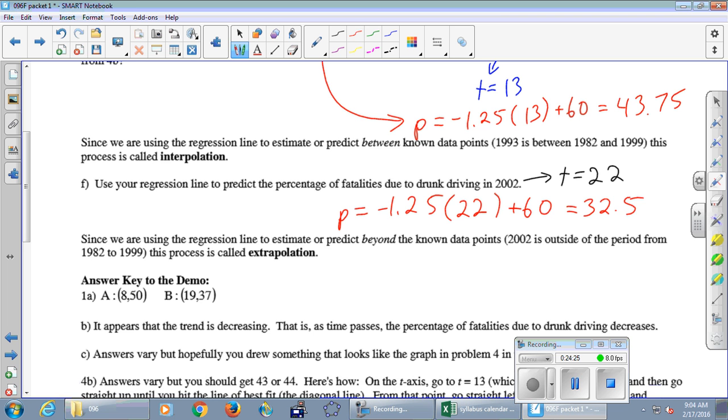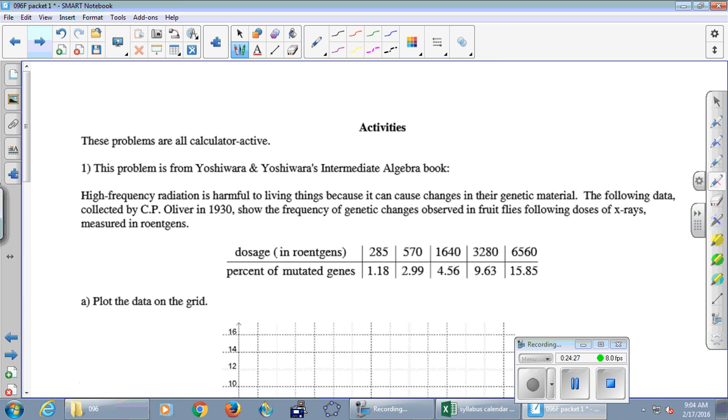Okay, so the activity starts on the next page. Again, these problems are all calculator active. And again, as you check your answers with each other and as you check your answers with my answer key, know that you are probably not going to agree with each other exactly, and you are probably not going to agree with my key exactly. Just need to be close.